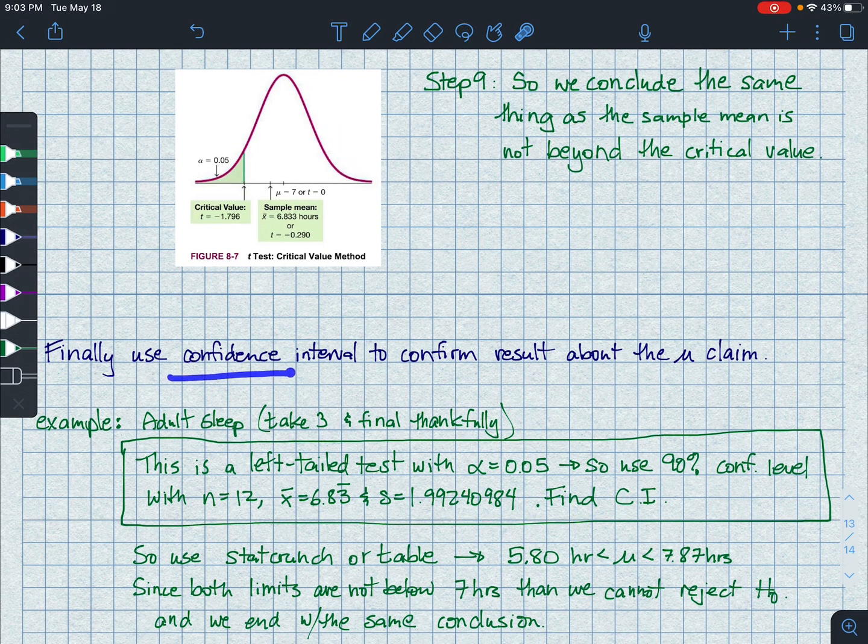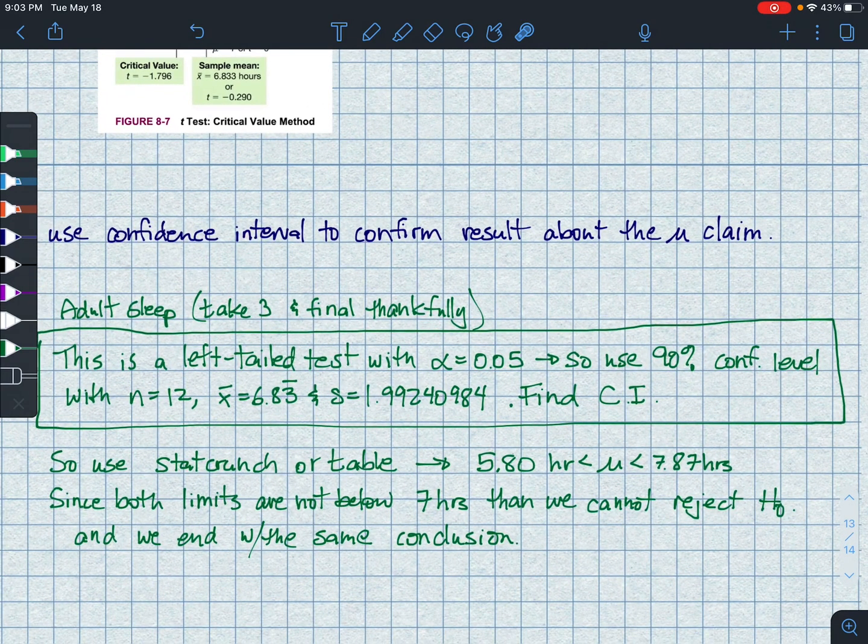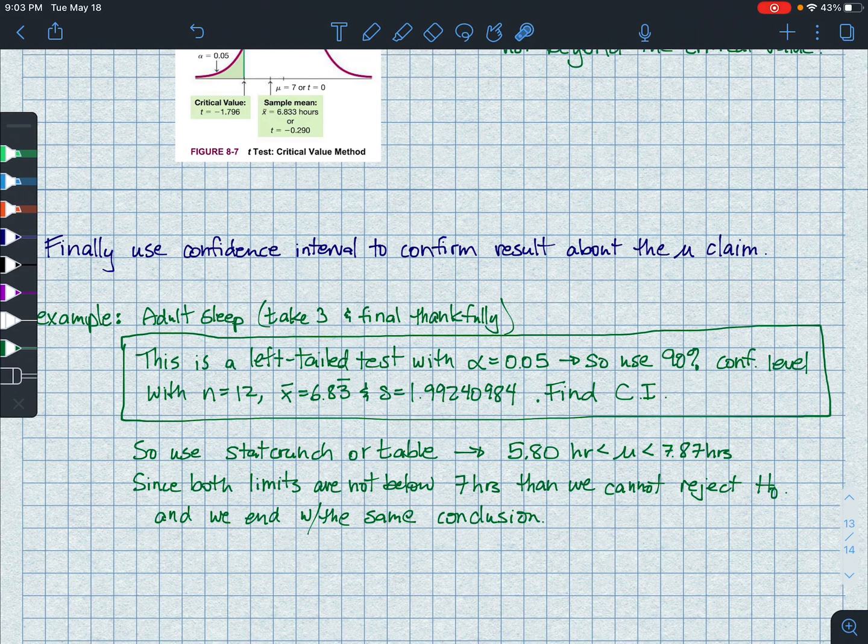Finally, we're going to use one more thing here. We're going to use a confidence interval to confirm the results that we had up there. Okay? Again, that's chapter 7. Take 3, adult sleep. Here we go, one more time. This is a left tail test. Again, our alpha is 0.05, so we use a 90% confidence interval. Remember, always double that, just subtract it from 1, and that gives you the confidence level.